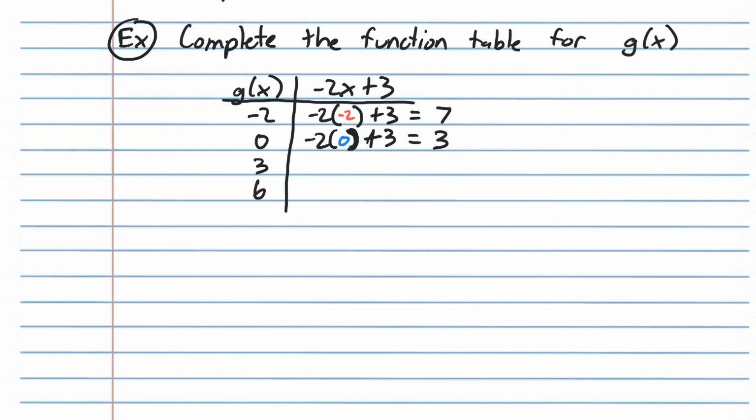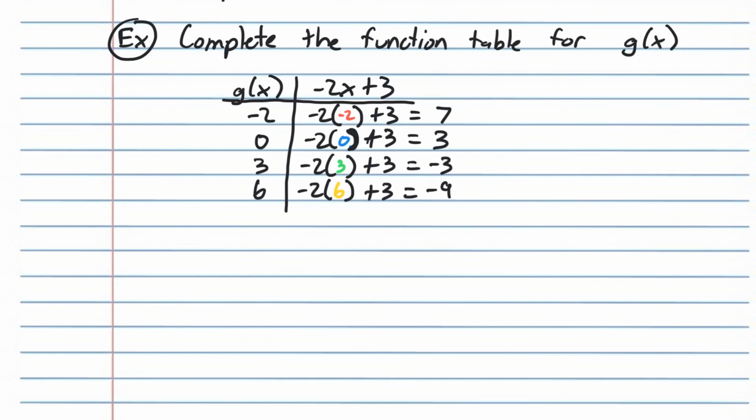All right. Okay, so the third one, negative 2 times, and now we're going to plug in 3. Okay, so this is mental math. Negative 2 times 3 gives you negative 6. Negative 6 plus 3 gives you negative 3. And last one, let's plug in 6. Okay, so negative 2 times 6 gives you negative 12. And negative 12 plus 3 gives you negative 9.